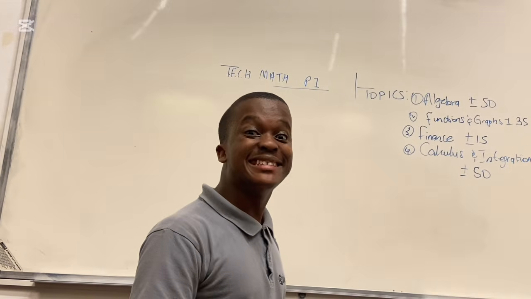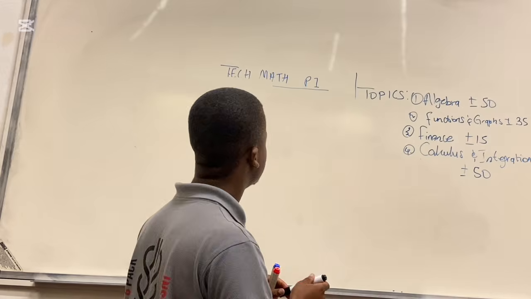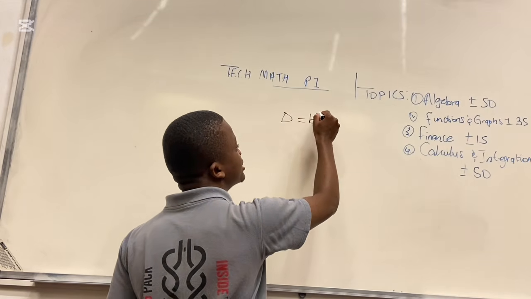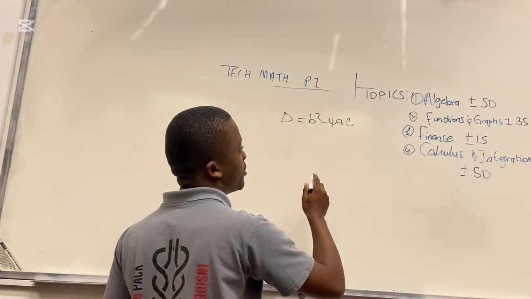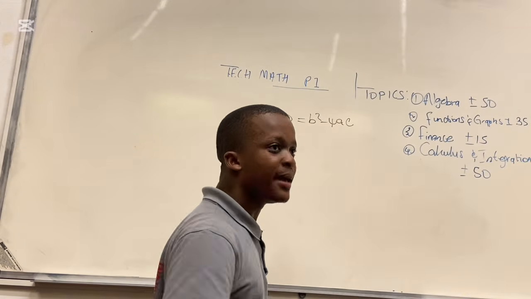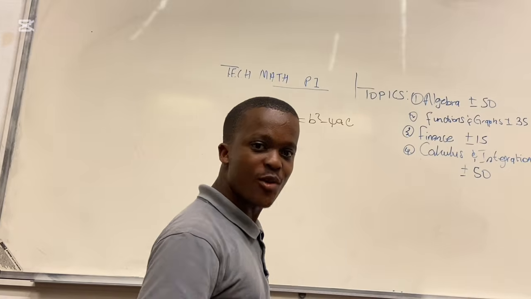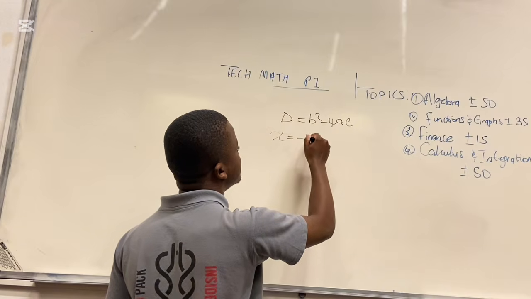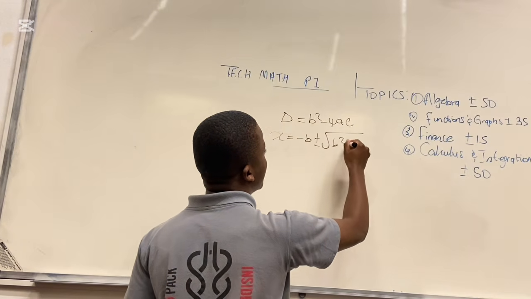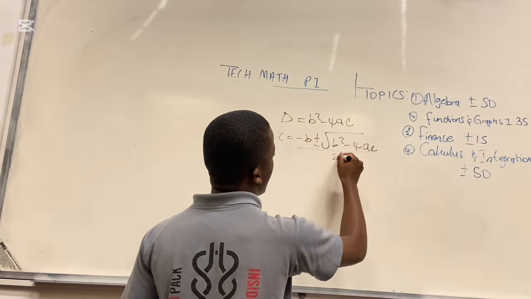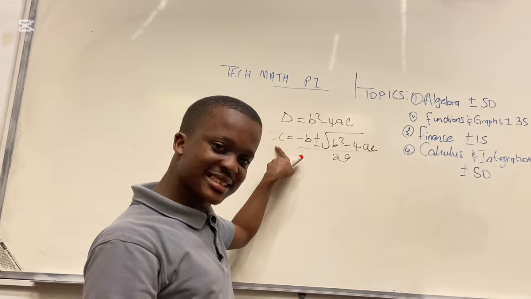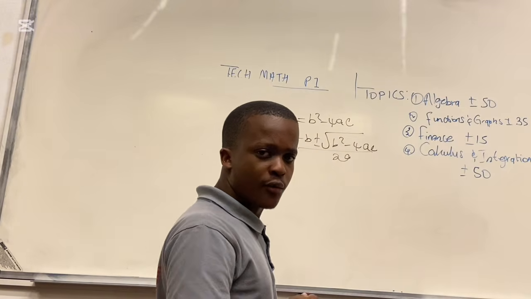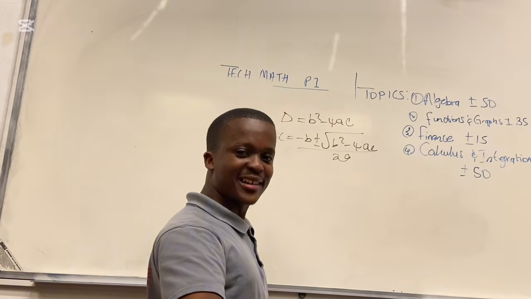So we are dealing with delta now, nature of roots. In nature of roots, we know delta is equal to b squared minus 4ac. We know b squared minus 4ac from the quadratic formula. Remember from question 1, we had x equal to negative b plus or minus the square root of b squared minus 4ac, over 2a. So delta comes from the quadratic formula, coming from the quadratic equation.